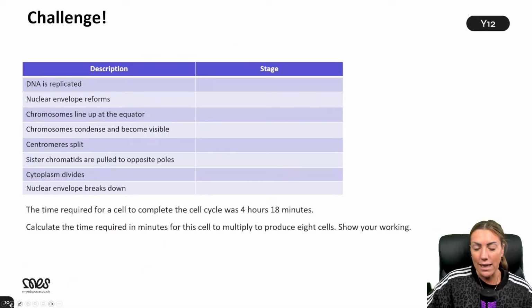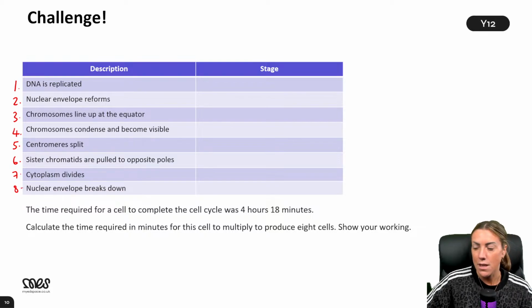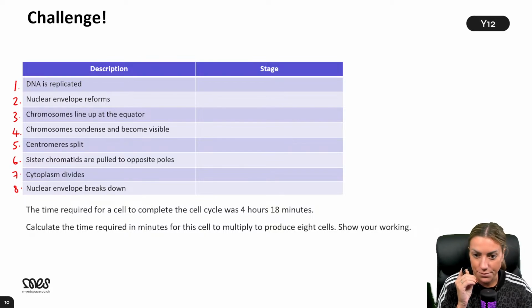So what we're going to do here is try and name the stage. What I might do is number them. So you can put the number in the chat and then tell me which stage. Now, it might be a stage of mitosis, or it might be just a stage of the cell cycle, because remember, the cell cycle has interphase, mitosis and cytokinesis. Okay, so put the number and then put the name of the stage.